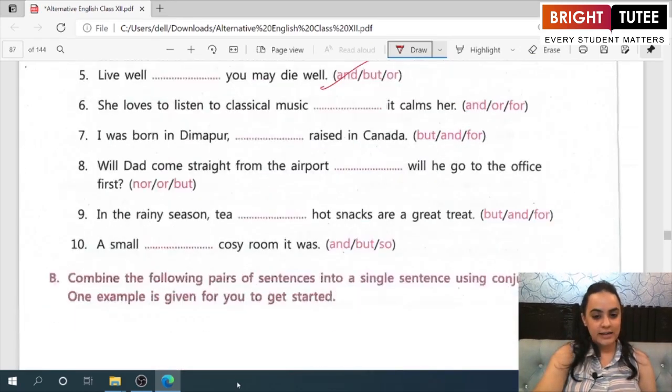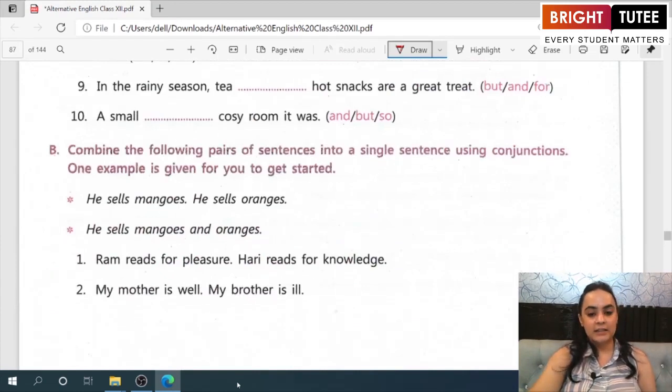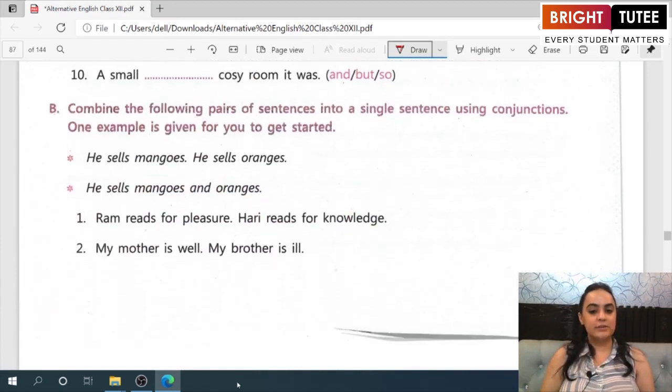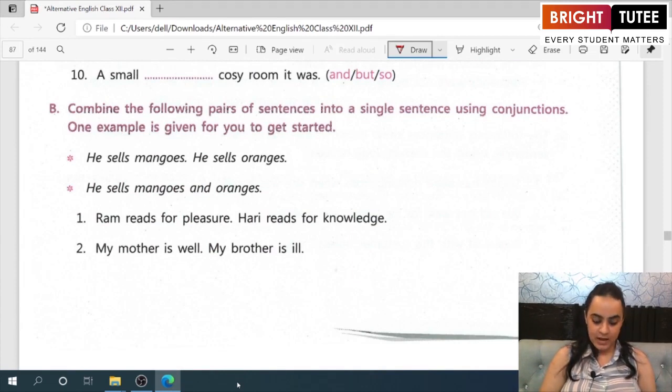Let us look at the next question. Combine the two following sentences using conjunctions. The first one has been done for us already. He sells mangoes, he sells oranges. How did we combine them? He sells mangoes and oranges.